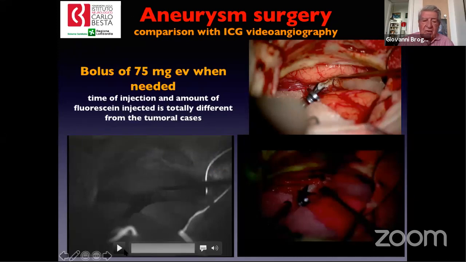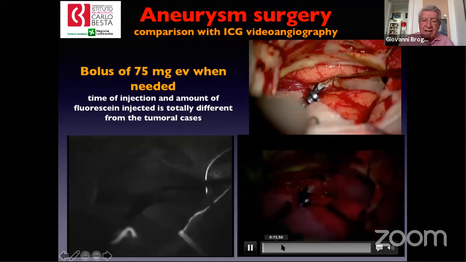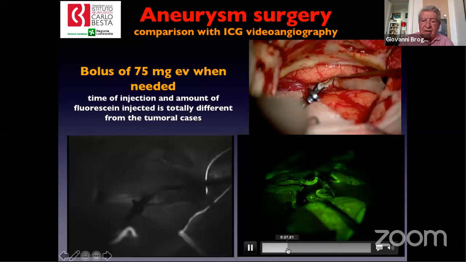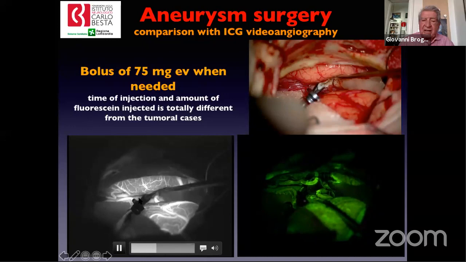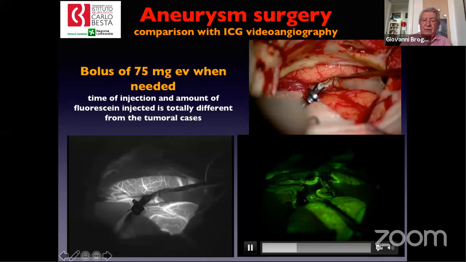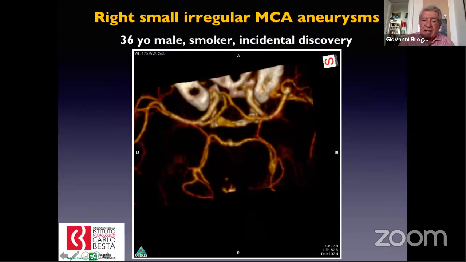About surgery of the aneurysm, that was a clipped aneurysm, a check for the parent artery. You will see here the video angiography. You see the perforators that are more evident than with ICG. Nevertheless, ICG remained the gold standard for aneurysm surgery, as was shown by Vladimir and others.